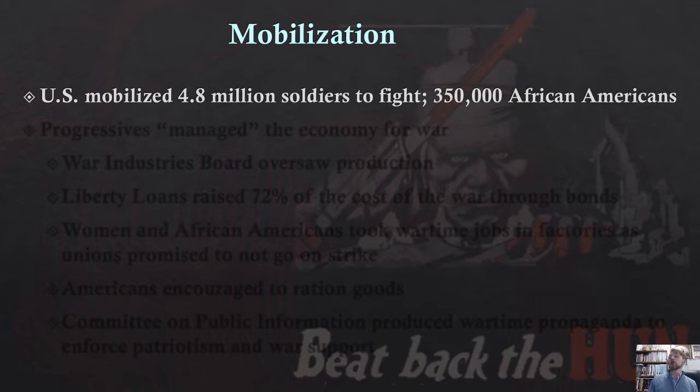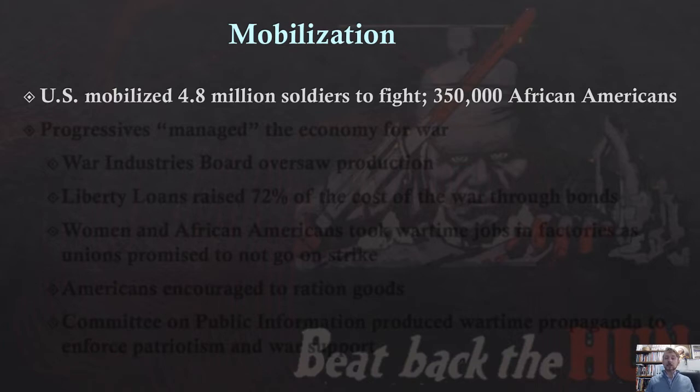Wilson is a progressive, and it helps to think of the progressives as people who like to meddle, who like to orchestrate. They're almost like puppeteers. They want to use the law and science and the organization of the world through expertise to make things happen correctly, to happen the right way. So this is a managed war, a very much managed war. You're going to see that it's managed in several ways.